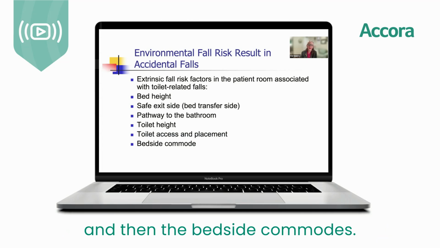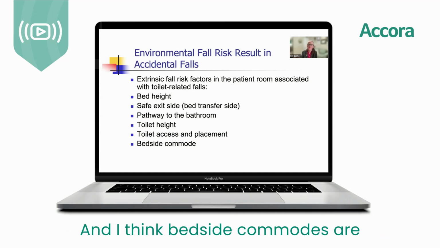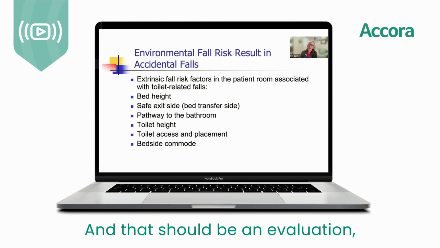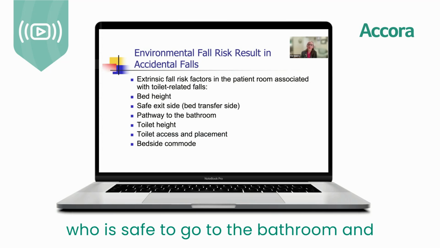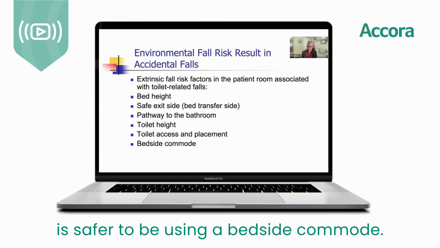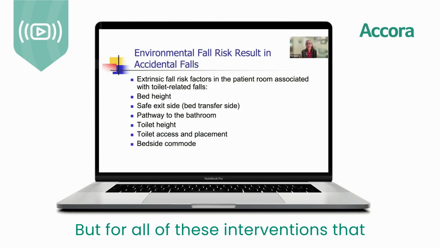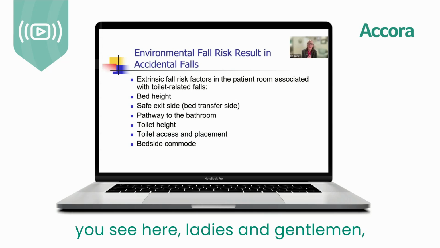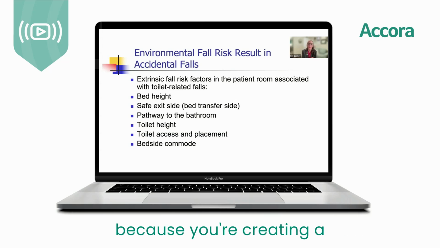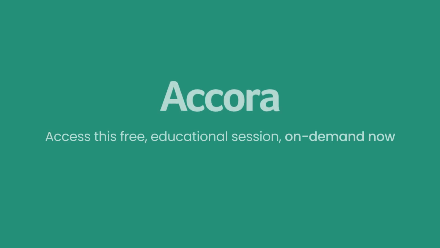Certainly access and then the bedside commodes. And I think bedside commodes are underutilized in all settings of care. And that should be an evaluation. Who is safe to go to the bathroom and use the bathroom versus who is safer to be using a bedside commode. But for all of these interventions that you see here, ladies and gentlemen, if you set up these interventions, you're reducing the risk of an accidental fall because you're creating a safer environment for your resident.